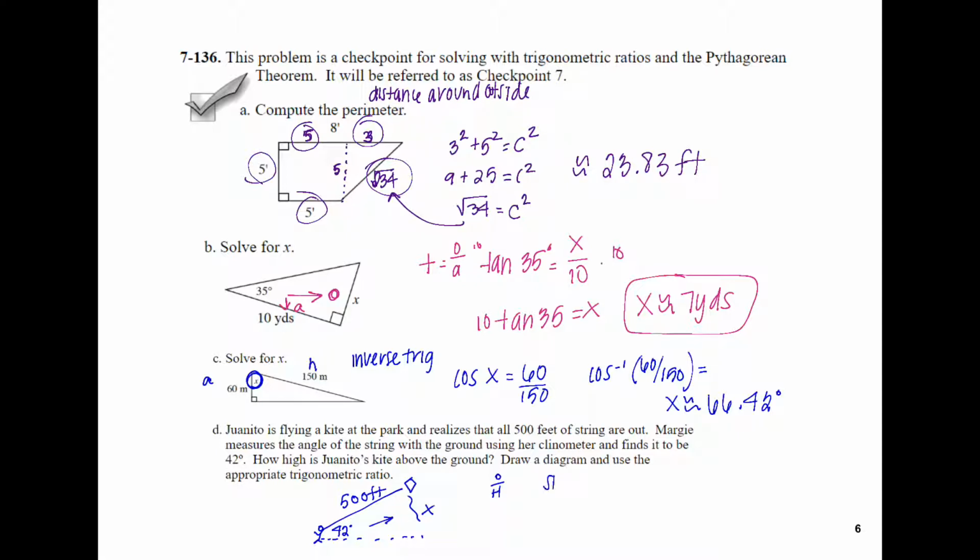The sine function uses opposite over hypotenuse. So when we use our inverse operations and we type this into our calculator, 500 times the sine of 42 is approximately 334.57 feet.